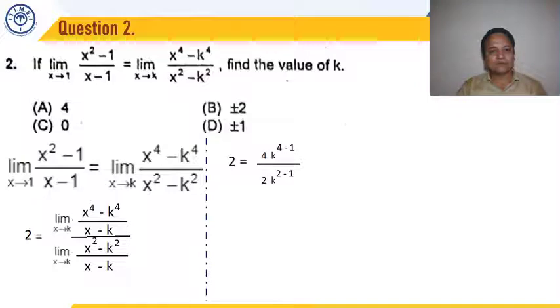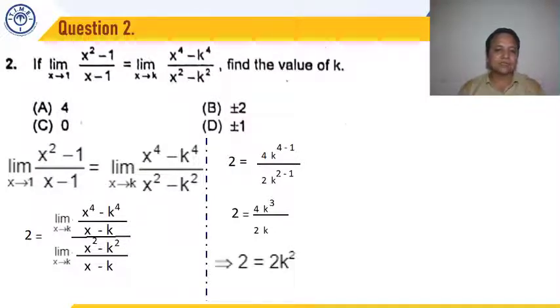Now we will apply the standard result n a to the power n minus 1. Here the a value is k. So the numerator becomes 4 k to the power 4 minus 1 and the denominator becomes 2 k to the power 2 minus 1. Moving further, we say 2 is equal to 4 k cube upon 2 k. The k cancels out from k cube, so the numerator is k square, and the 2 also cancels out. So we can safely say that 2 is equal to 2k square.